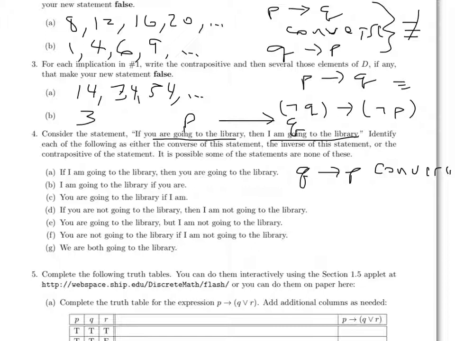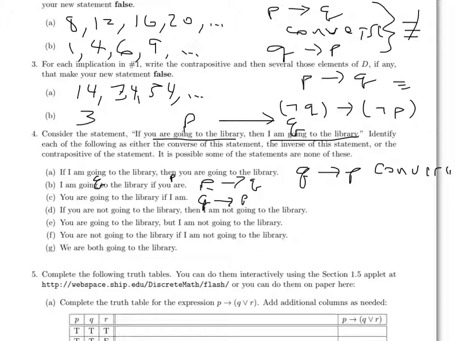So again, you are going to the library is P, and I'm going to the library is Q. So the hypothesis here is P and the conclusion is Q. So this is just P implies Q. And so in other words, this is exactly the same as the original statement. So if someone says, if you are going to the library, then I'm going to the library, and you say, I'm going to the library if you are, those two things say exactly the same thing. And so similarly, this next sentence is just the converse of that. Okay, so that one also is the converse.